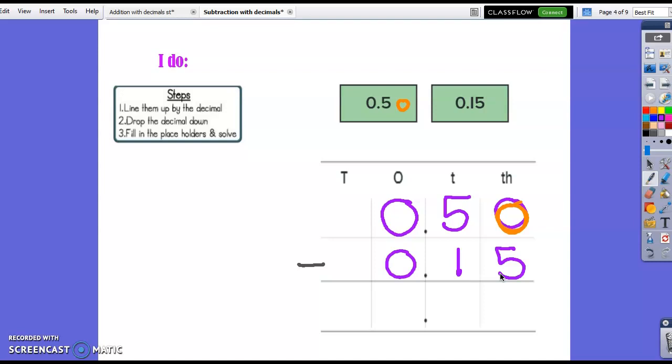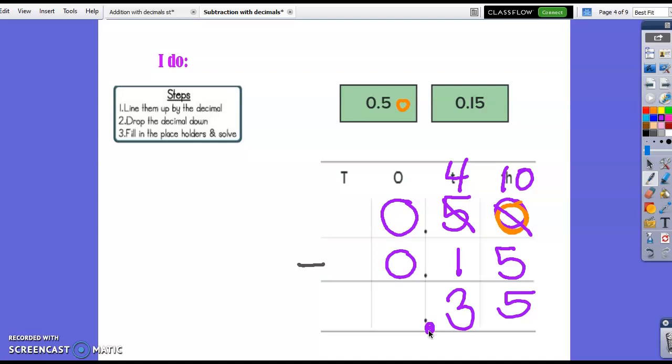So then I'm going to think, oh, I can't take 5 from 0. This becomes a 4. This becomes 10. Then I can subtract 10 minus 5. 10 minus 5 is, let me see, 5. 4 minus 3 is 3. And I drop down for 35 hundredths. So that is what we're working on today. We're working on subtraction of decimals.